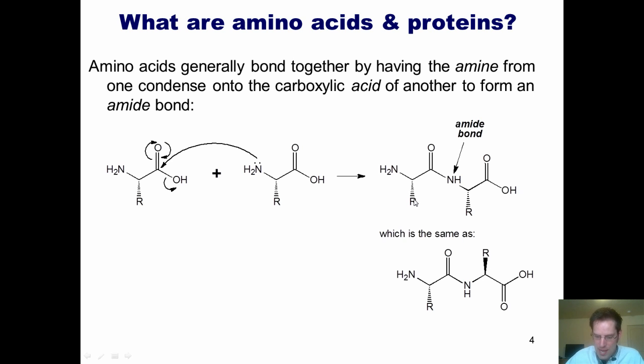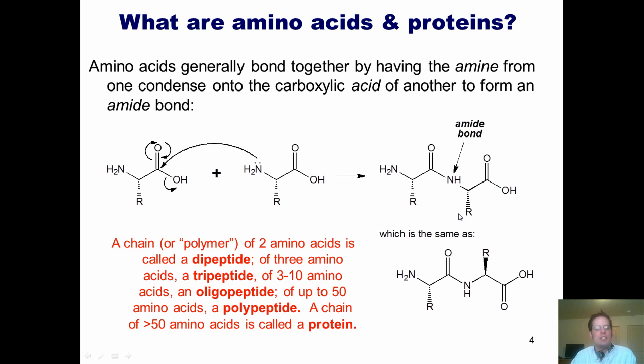All I've done is rotated around here to poke this R group up and leave this R group here down. Now a chain or polymer of two amino acids bound together like the one I've shown here is called a dipeptide. A chain of 3 amino acids is called a tripeptide. A chain of 3 to 10 amino acids is called an oligopeptide. Of up to 50 amino acids is called a polypeptide. And a chain of more than 50 amino acids is called a protein.